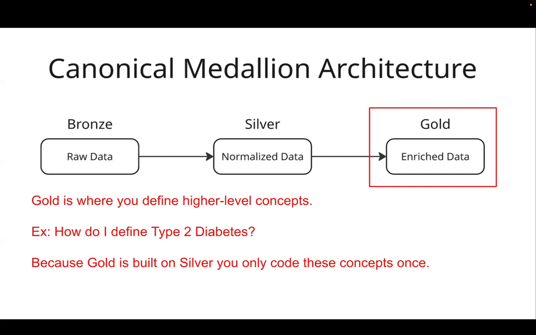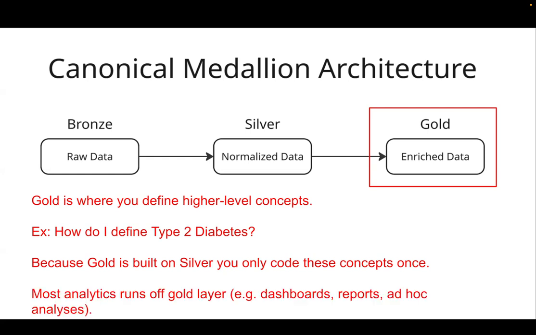And so if you were going to use those ICD-10 codes to define type 2 diabetes, you'd have to do that cleaning first. Otherwise, you'd have to define the concept two completely different ways. So again, because gold is built on silver, that cleaning has already been done. We only have to write that code once. And so as a consequence, pretty much all the analytics that you're really going to do, except for very simple analytics, are going to run off of gold.